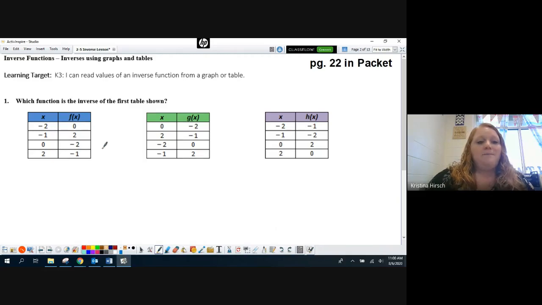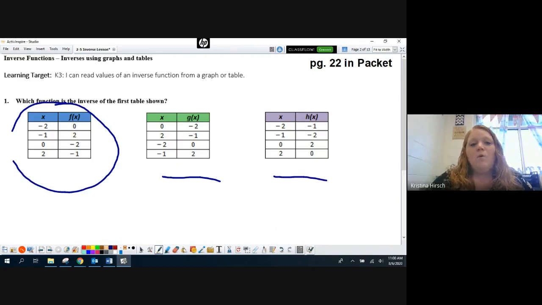All right, but the learning target here is being able to read the values of an inverse function from both a graph and a table. So we're going to start off with a table, but then we're going to kind of move towards the graphs. All right, so based on the example that I just showed, if we take a look at this first table right here, which one of these two tables would represent the inverse? So remember what I said, the x's and the y's do what? They switch, right? They just flip-flop.